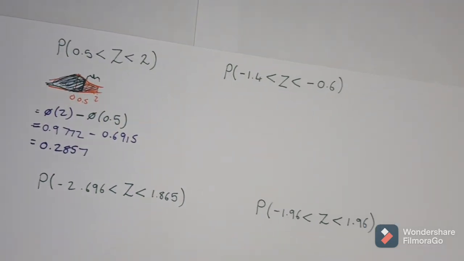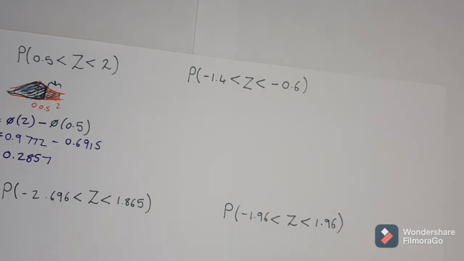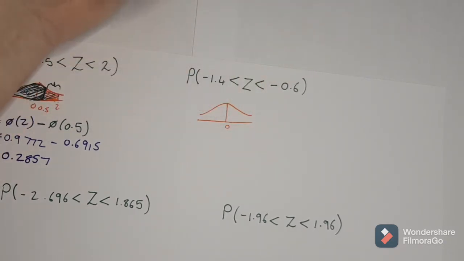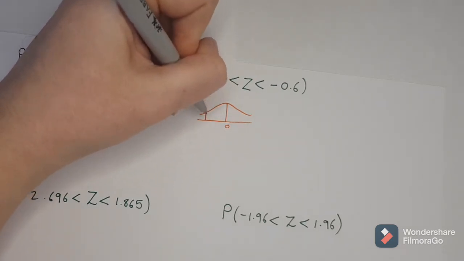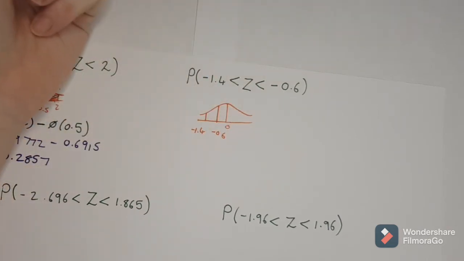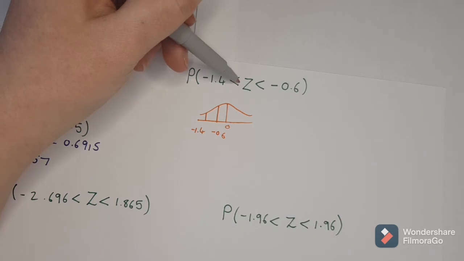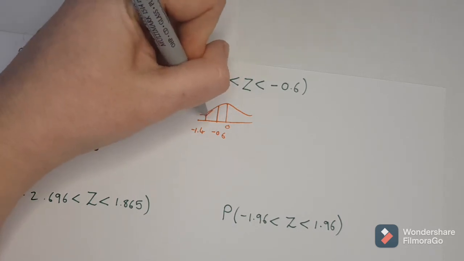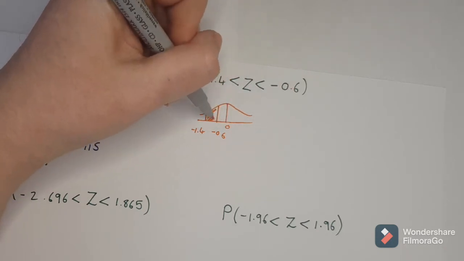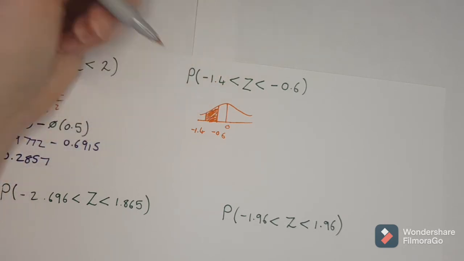Okay, so if we look at the next one between, now I have Z being greater than negative 1.4 and less than negative 0.6. So if I look at my curve where I've got 0, now my values are negative. So I have negative 1.4 and negative 0.6. I want everything greater than negative 1.4, which means everything this way, and everything less than negative 0.6, which is that way. So I want everything in between there.